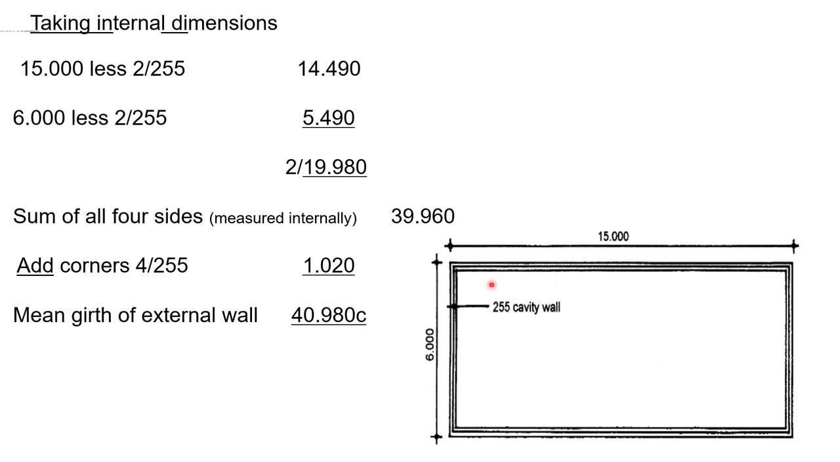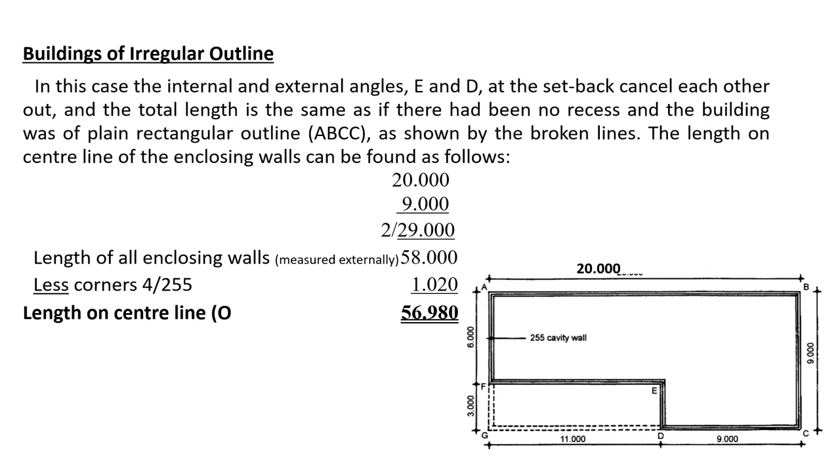How do we get the center line if we have the perimeter of the internal rectangle? We shall add, we are going to the outside, we shall add number of corners times the total thickness. The total thickness is 0.255. So what we shall add is 1.020. So to get the center line, we shall take the internal plus number of corners times the total thickness, and we shall get 40.980.